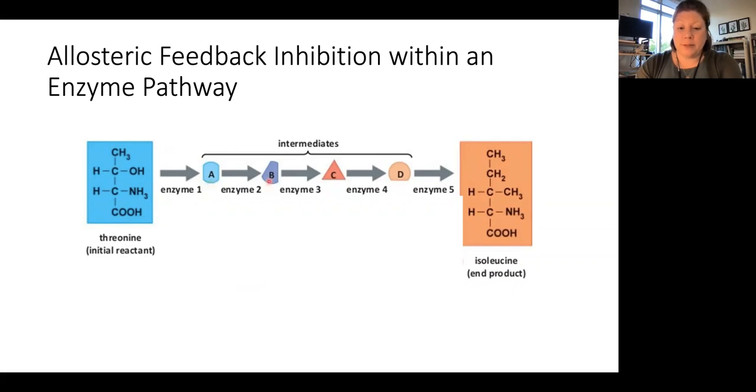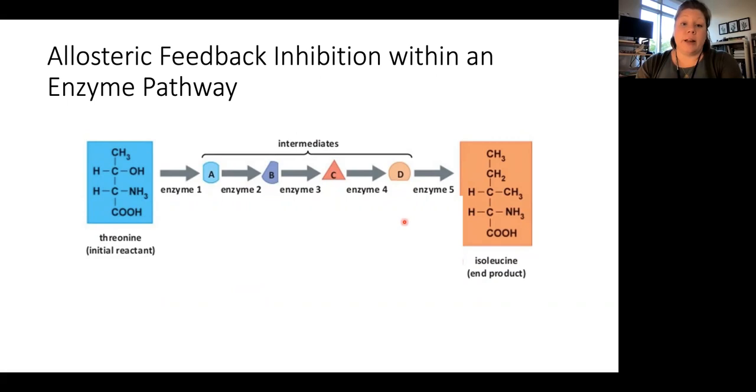A is then converted to B. B is converted to C. C is converted to D. And finally, with the help of enzyme 5, D is converted to isoleucine. So for each step in this process, we have a separate enzyme that is catalyzing the reaction, taking one thing as a substrate, producing a product, and then this product becomes the substrate for the next enzyme. Okay.